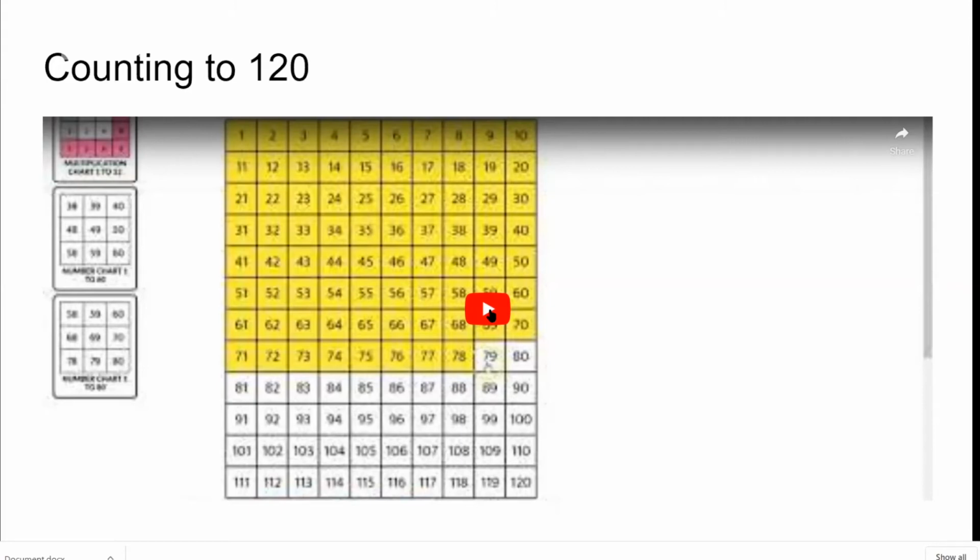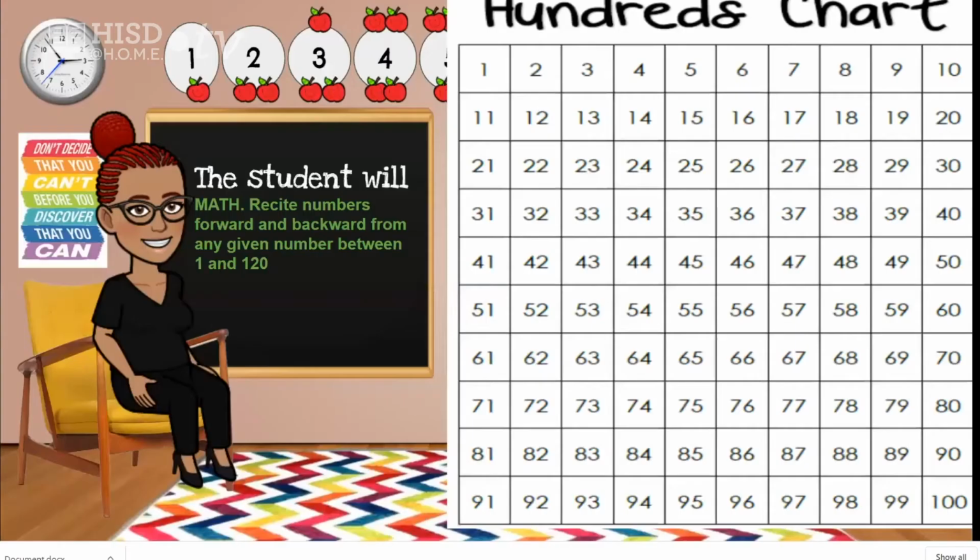Were you able to keep up without running out of breath? Phew, that was some great counting. Here we have our 100 chart, and we can use a 100 chart to help us count from any number from 1 to 120 by tens. Let's take a look at our 100 chart. When we are talking about counting by tens, that means we are adding 10 to each number.